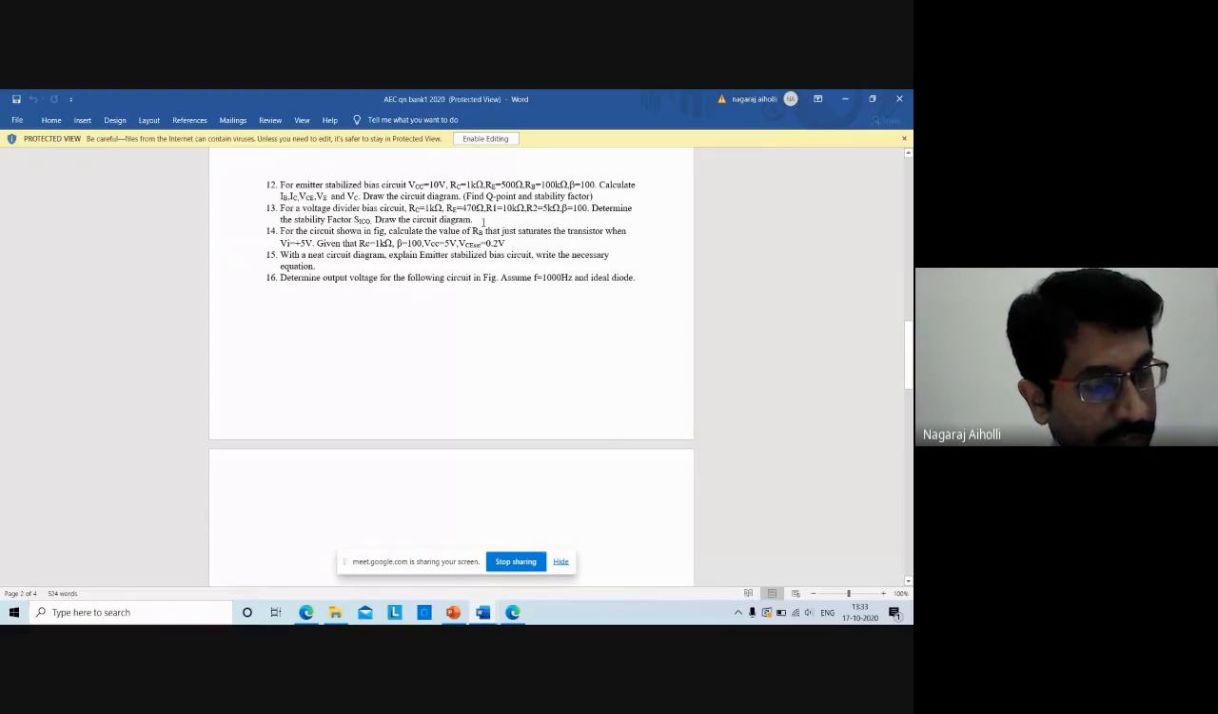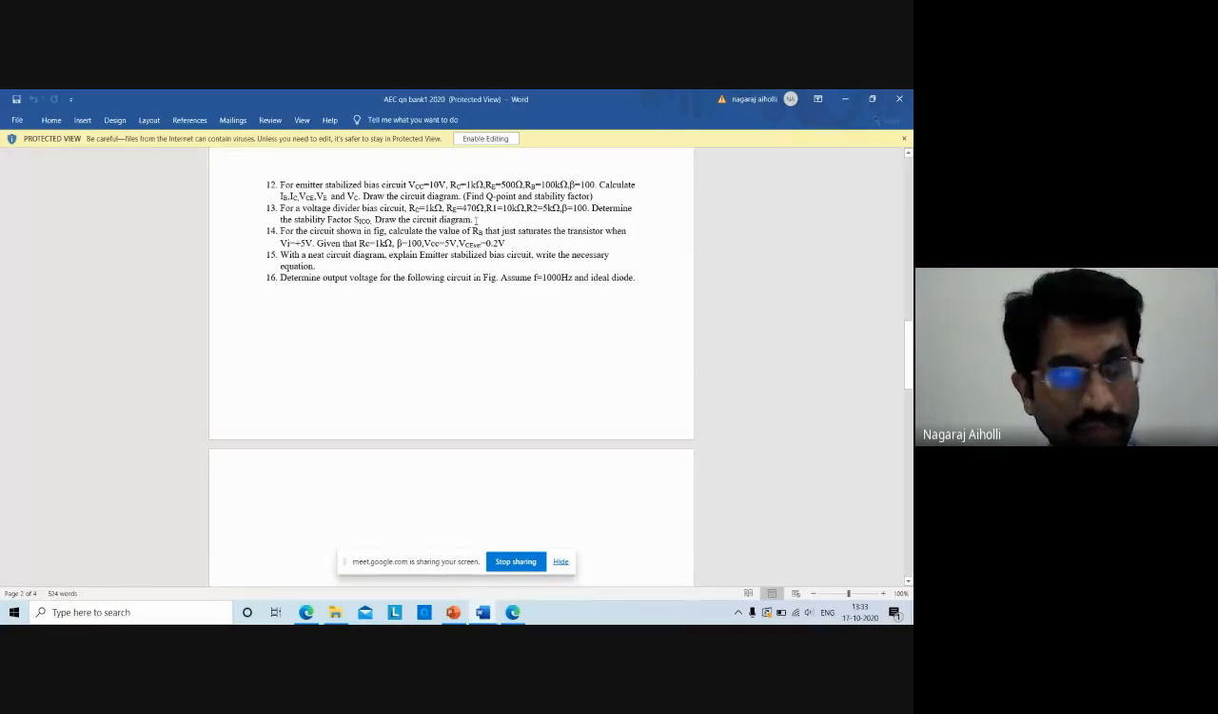S of ICO is equal to (1 plus beta) the whole divided by 1 plus beta into RE divided by (RE plus RB). In this equation we don't know the value of RB, so you have to calculate it. For the voltage divider bias circuit, RB is the parallel combination of R1 and R2. RB is equal to R1 parallel R2.